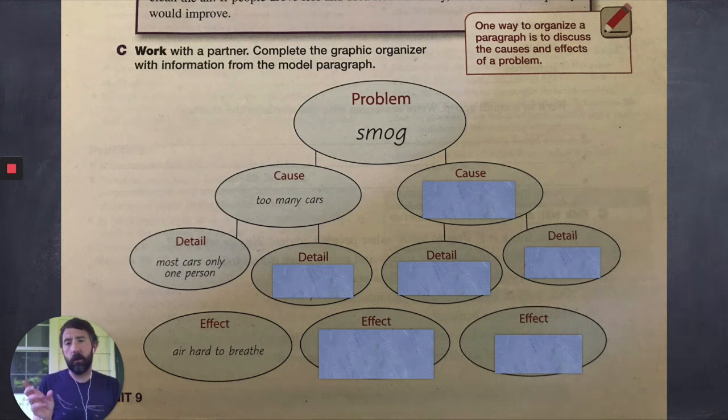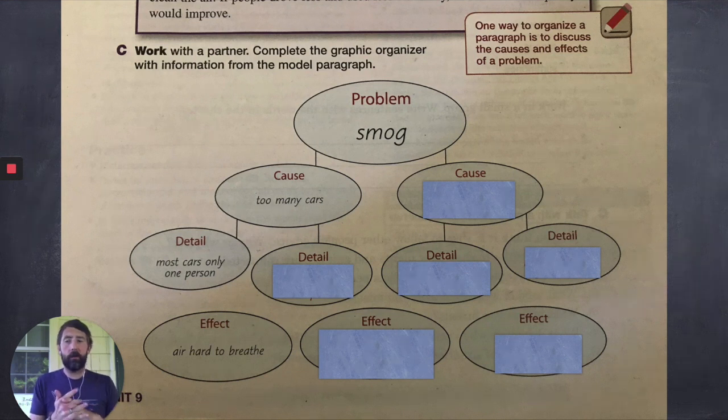So the detail is not an effect. Okay, the detail is explaining more about the cause, right? Why are there too many cars? Because most cars only have one person. So it's not the effect yet, it's just a detail, right? And then at the end, they talk about the effects across the bottom. And they give you one effect: the air is hard to breathe.